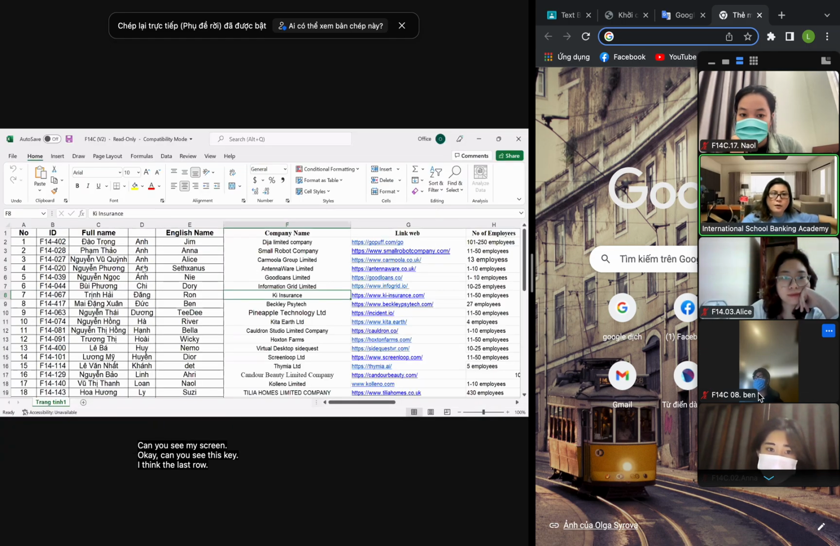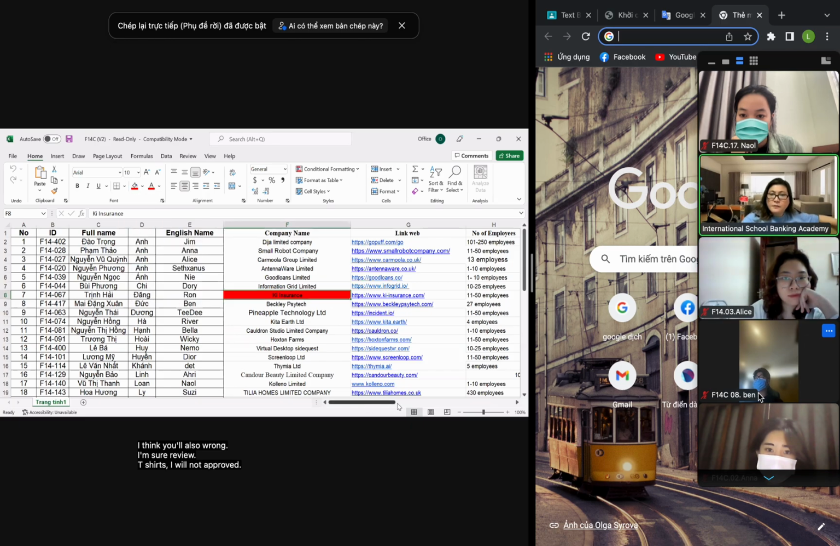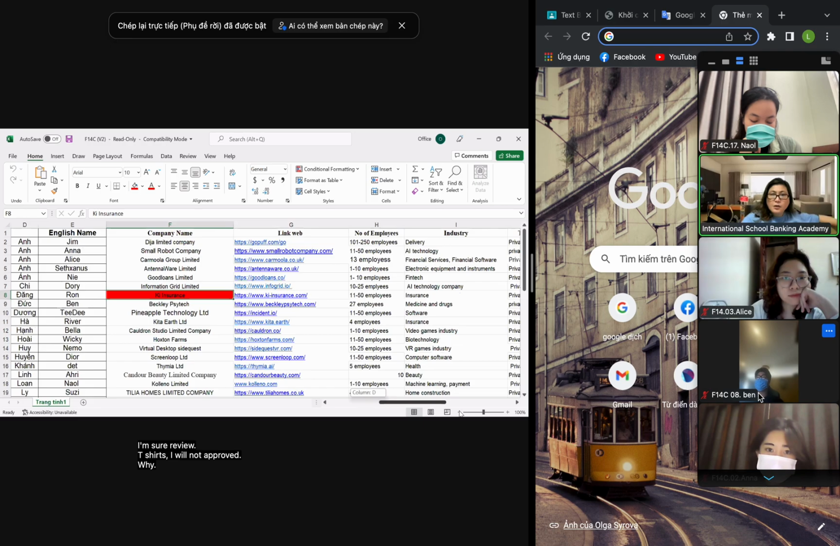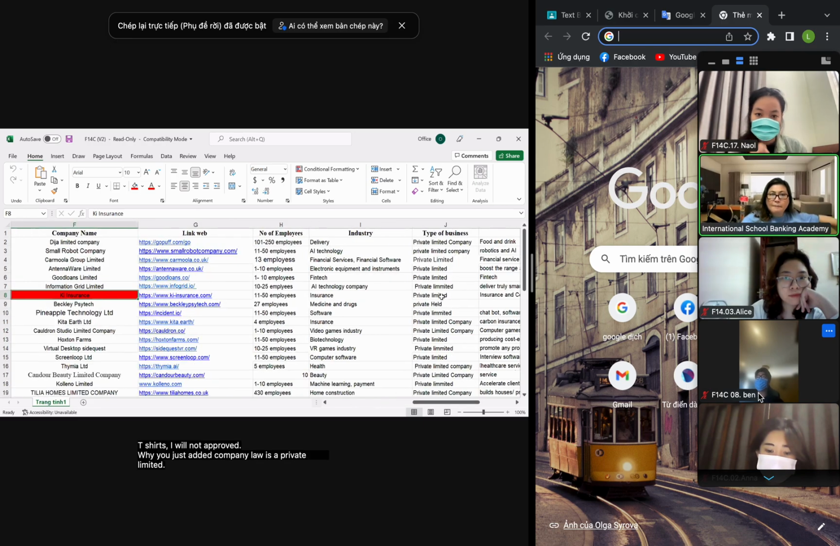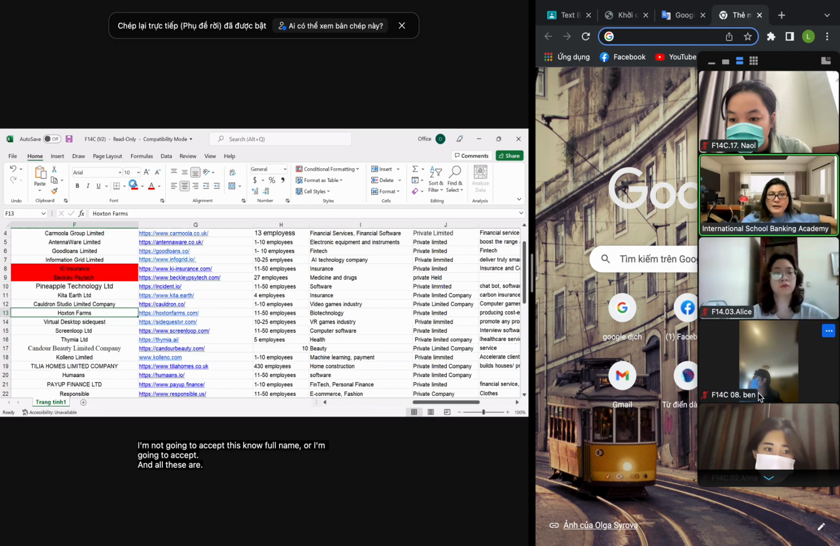I think belongs to Ron. Key Insurance, I will not approve. Why? You just studied company law. It's a private limited company. And for all private limited companies here, there is a law saying that the full name must have the word limited. So I'm not going to accept this. No full name, I'm not going to accept. And all these companies, I'm not going to accept.